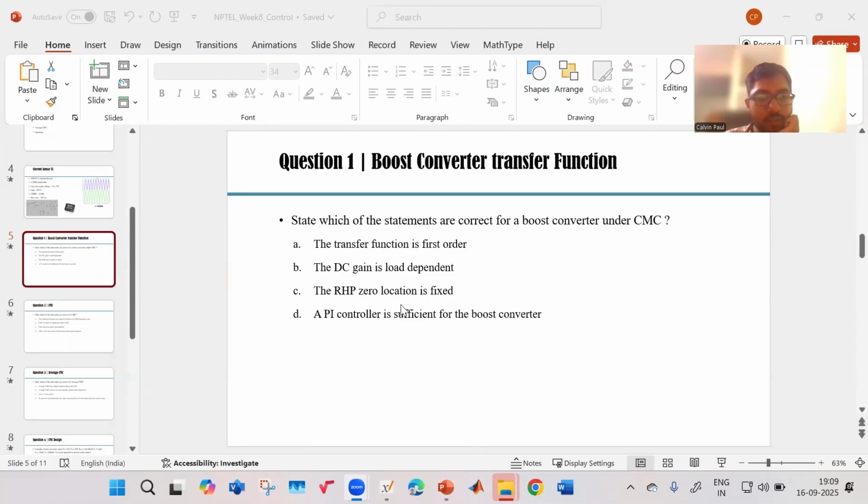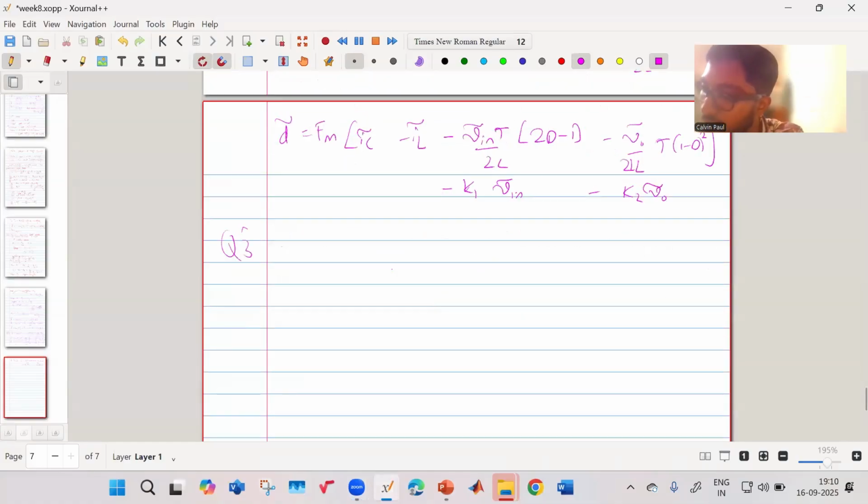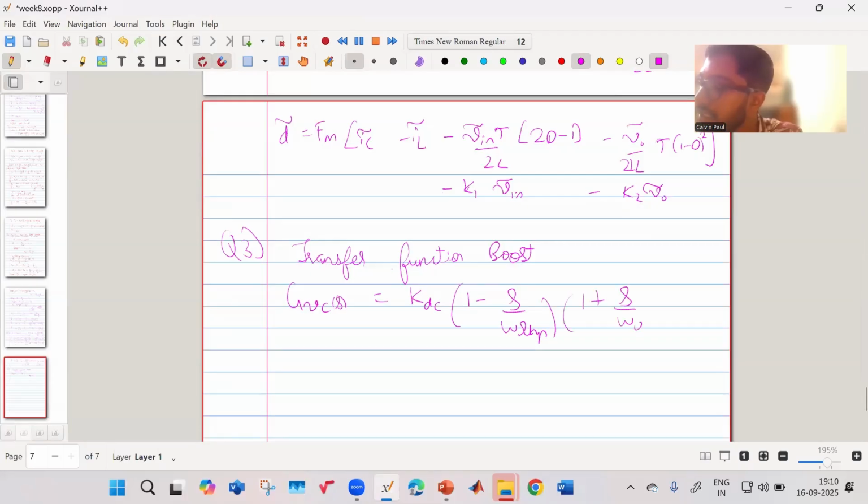So, Joshi, I hope it is clear to you, or let me provide further clarifications. We are doing question 3, although the numbering is different in the PPT. What we are discussing is the transfer function for a boost converter. So we have your GVC of S is KDC into 1 minus S upon omega RHP into 1 plus S upon omega ESR upon 1 plus S upon omega P, right?